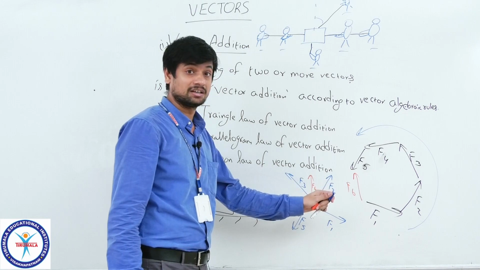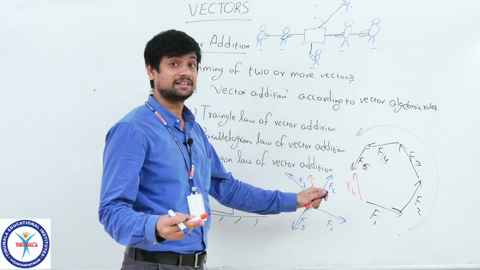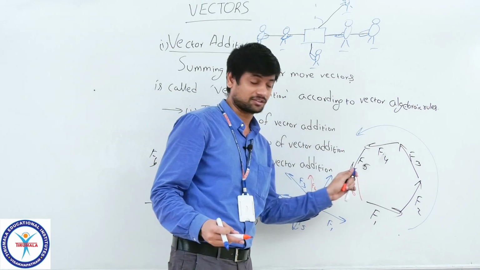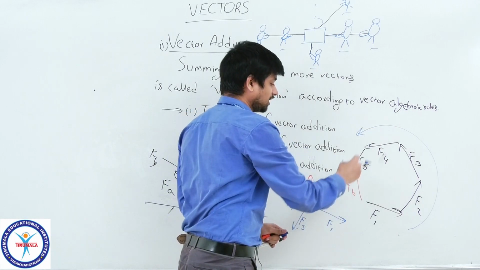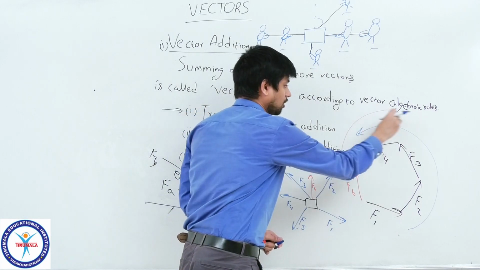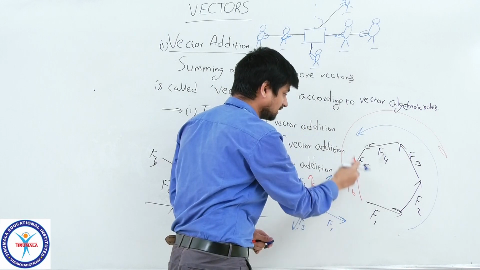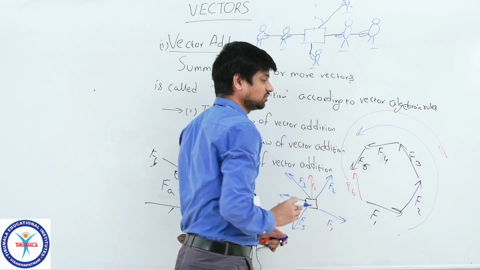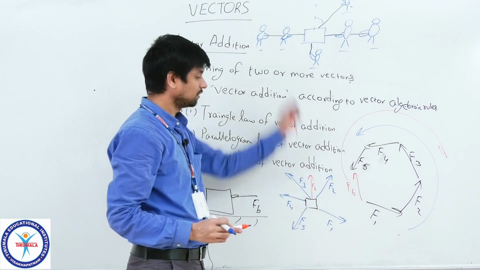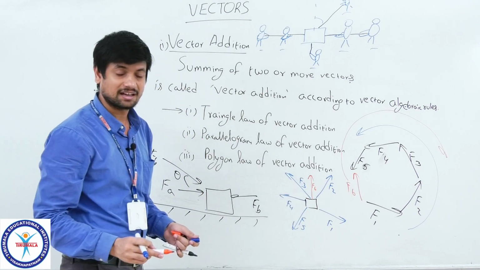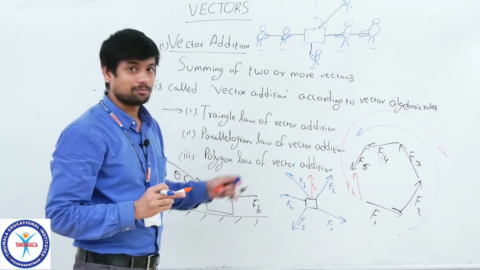The closing side is in the opposite direction of all the vectors, which means these are all anti-clockwise. What about this one? Clockwise. That means, according to the reference frame, this is opposite to that. So, the box will move in that way. That is simply what you should keep in mind here.